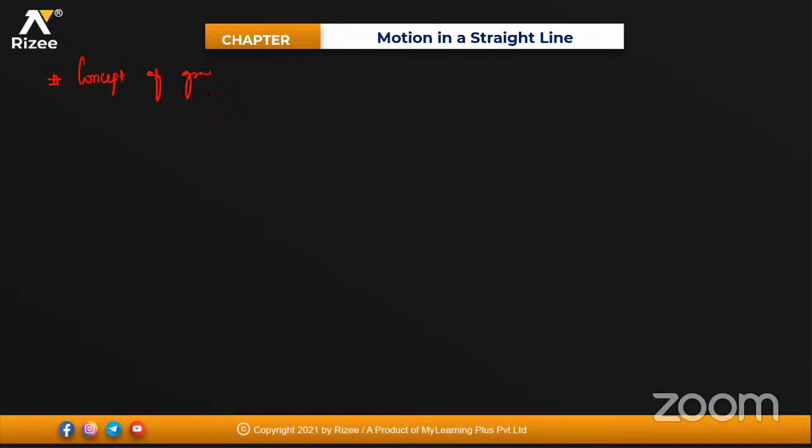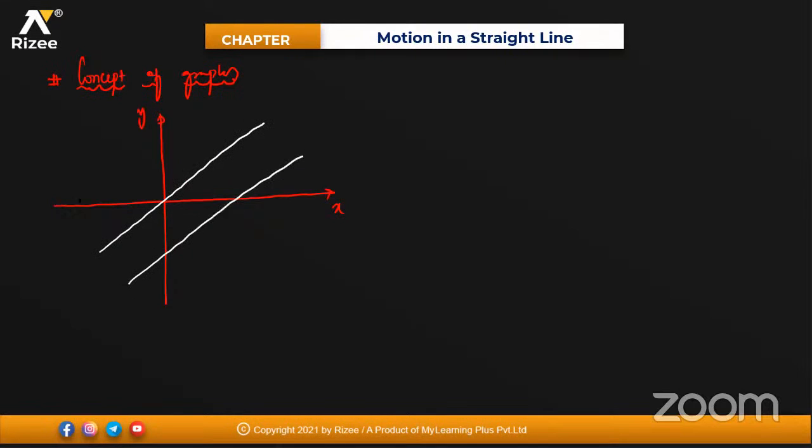Concept of graphs. Let's see. This is your x-axis. This is your y-axis. Okay. If I'm drawing a straight line passing through origin like this, or if I'm drawing a line like this, or if a line is going like this. Okay. So it is making angle theta with x-axis, beta. Here it is theta, and here also it is making angle theta, and here also it is making angle theta.